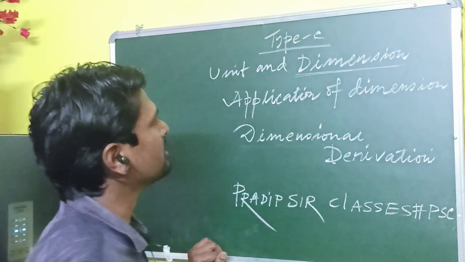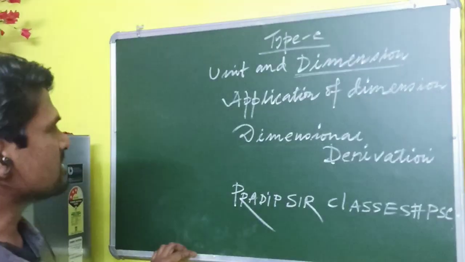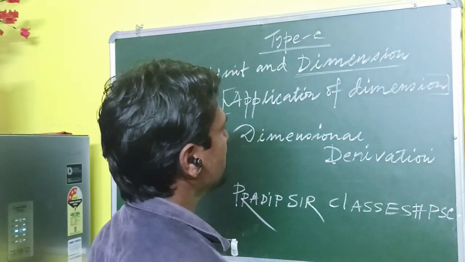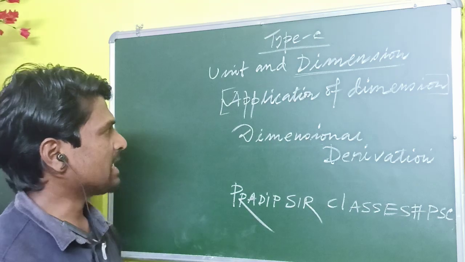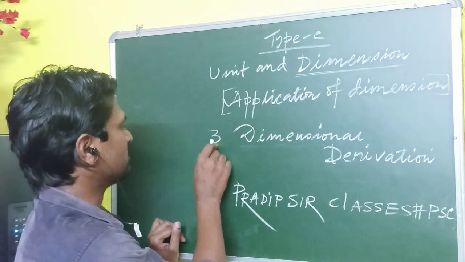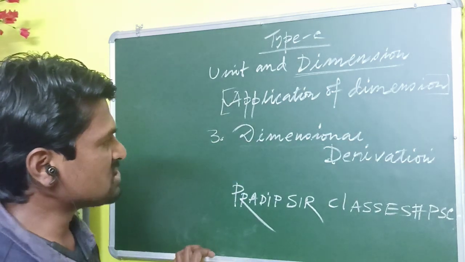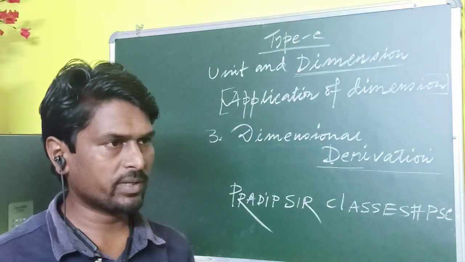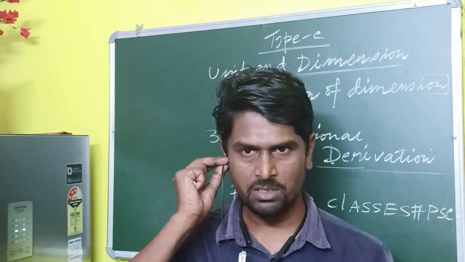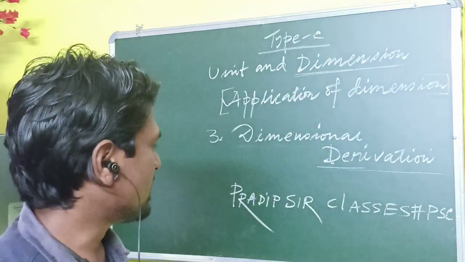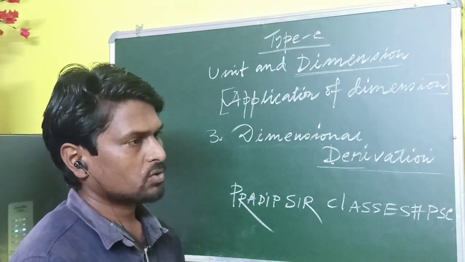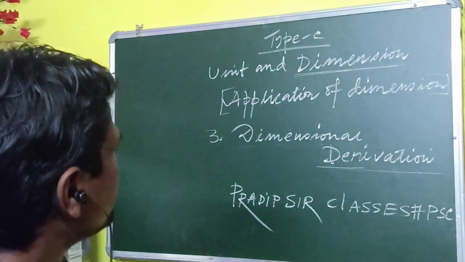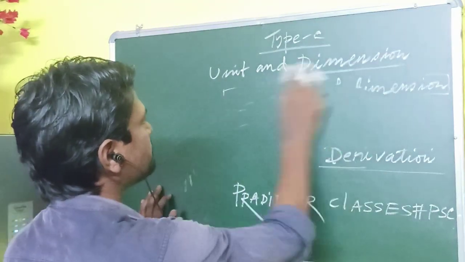Dimensional analysis, this is type C, the application of dimension, and the third type is dimensional derivation. That is, we can derive a particular equation with the help of dimensional analysis. So welcome again, and let's start.